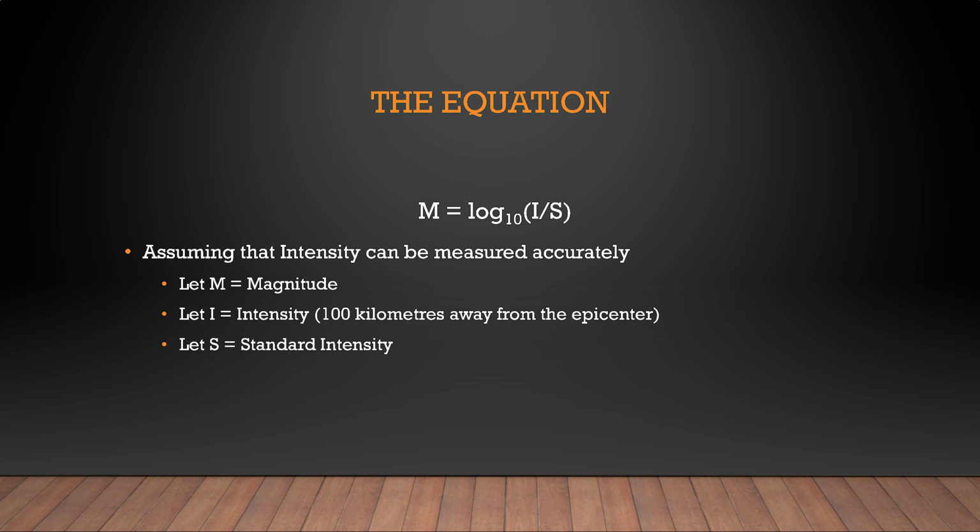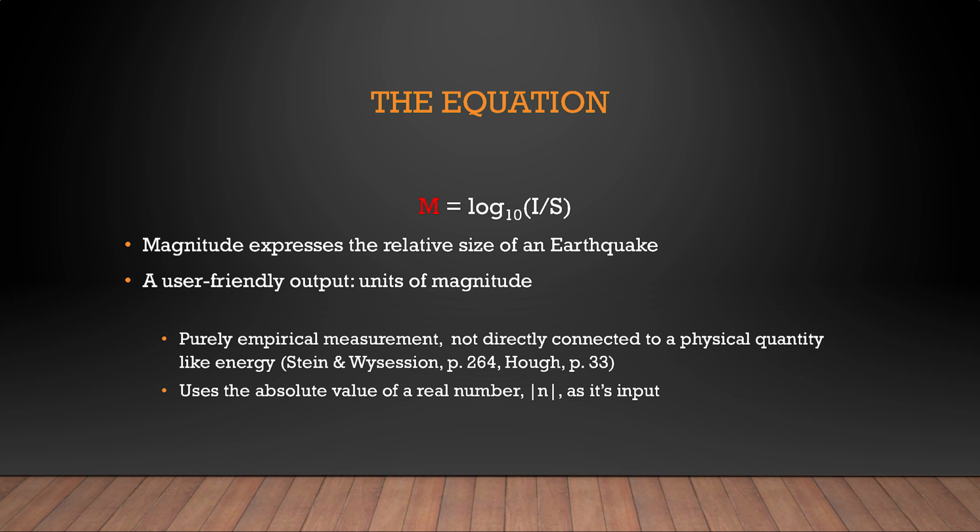Here is the equation for the Richter scale. M is magnitude, I is intensity, and S is standard intensity. M for magnitude expresses the relative size of an earthquake in user-friendly output units of magnitude. This is a purely empirical measurement, not directly connected to a physical quantity like energy, but it does use an absolute value for a real number as its input.